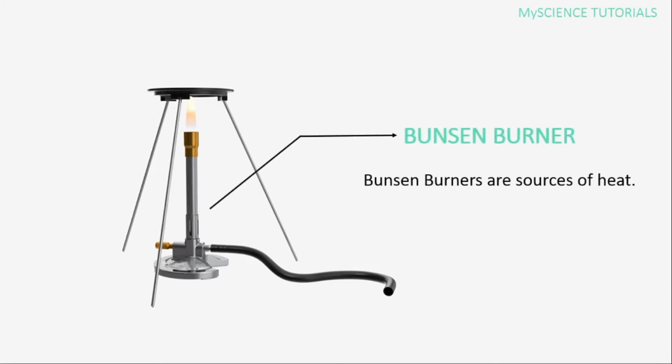Now, the second one is the Bunsen burner. The Bunsen burner serves as a source of heat. So if you want to warm a reaction so that it will proceed faster, or you want to warm something in the laboratory, you need to use the Bunsen burner as your source of heat.